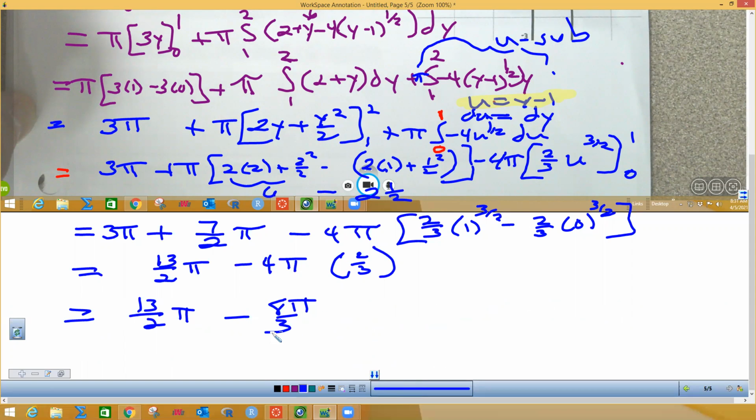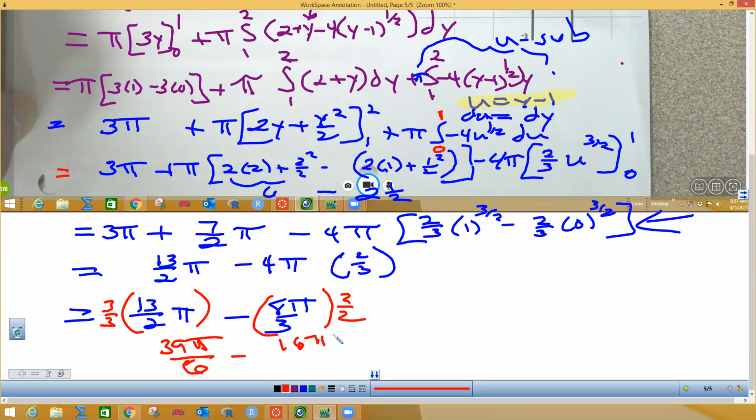And again, we could be done right here, right? Because you don't have to simplify in this class. After you plug the numbers in, you could have stopped right here and been done. But we're going to go ahead and simplify. So I'm going to get common denominators. I'm going to multiply this one by 3 over 3 and this one by 2 over 2. And I'm going to get 39 pi over 6 minus 16 pi over 6. 39 minus 16, is that 23? I think that right there is the answer.